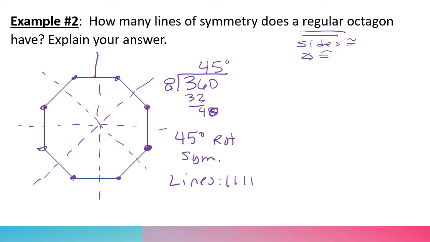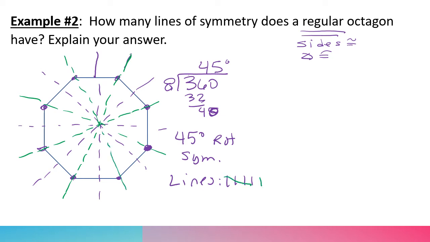So if I look at this octagon, if I connect these opposite vertices, that also cuts the figure in half. And so when I come over here and I start drawing these, there are 4 of those. So that gives me 1, 2, 3, 4 additional lines of symmetry, which in the end is going to give me a grand total of 8 lines of symmetry.